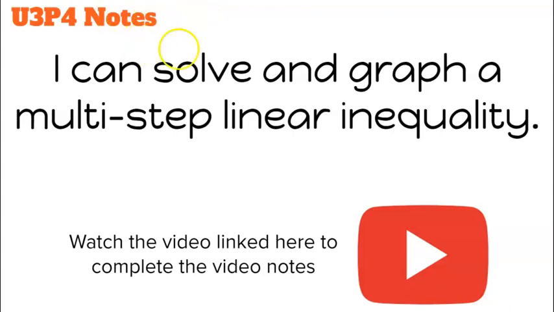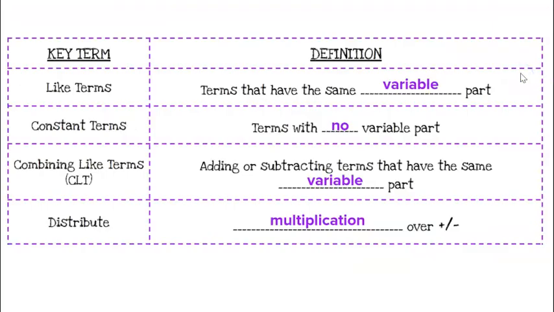Unit 3, Part 4 notes: I can solve and graph a multi-step linear inequality. First, just a reminder of your key terms, vocab. Like terms are terms that have the same variable part, and constant terms are terms with no variable part. When we combine like terms, we can only add and subtract terms that have the same variable part. And reminder that x is different from x squared, so those are two distinct terms. And then distribute is that multiplication over addition and subtraction.